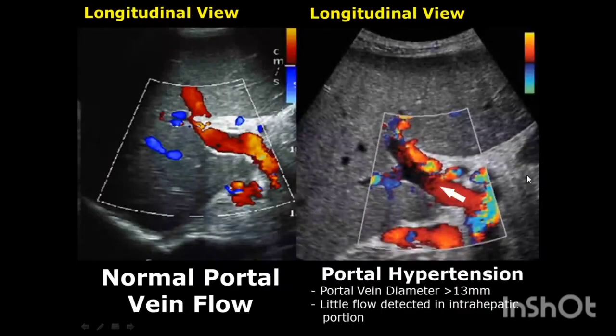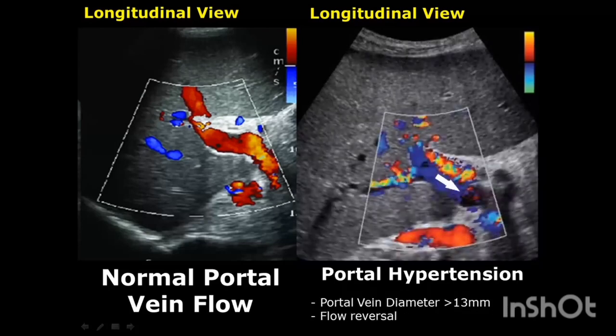Portal hypertension can occur due to cirrhosis. In this, the diameter of the portal vein will be more than 13 millimeters, and it will have reduced flow in the intrahepatic portion of the portal vein. It can also have flow reversal on Doppler. Here you can see the blue color, which is suggesting the flow is moving in this direction away from the liver. This is a flow reversal.